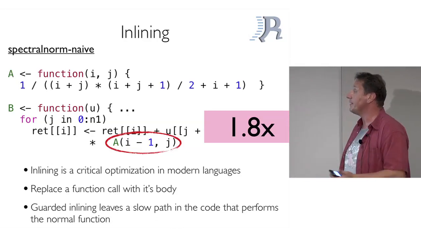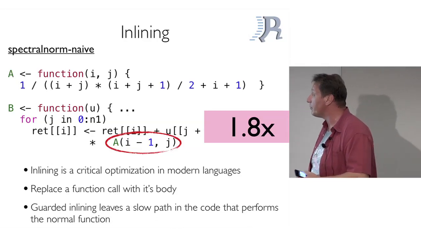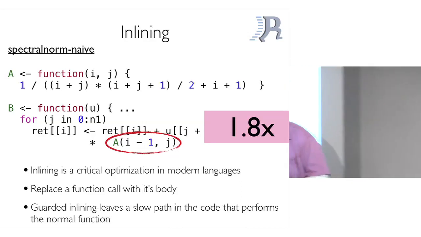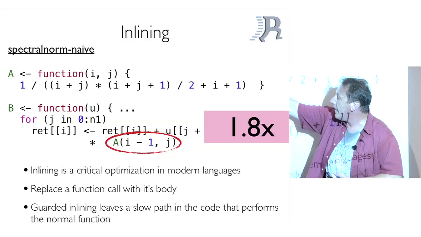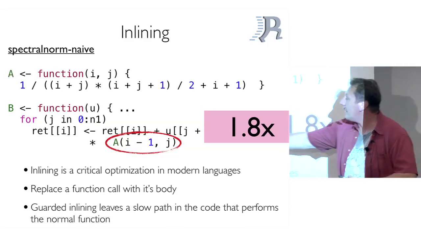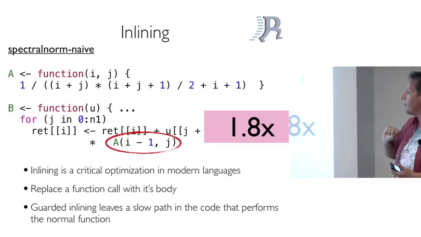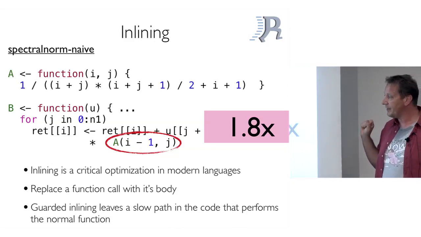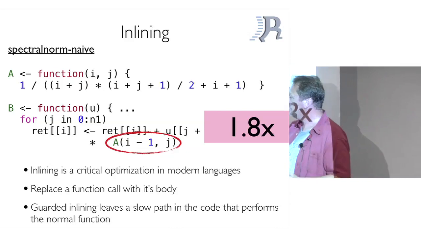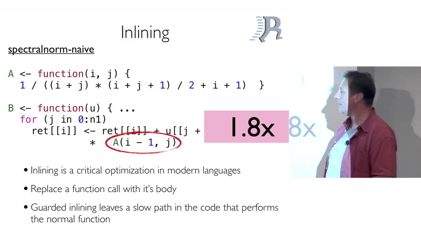So inlining, a simple thing in an abstract syntax tree interpreter. Here's an example. I have this function B, which is part of my shootout. It's calling A, and it turns out that if I inline the body of A, I get a 1.8 speedup. Now, this seems easy, right? Well, I see the definition of A. What can go wrong?